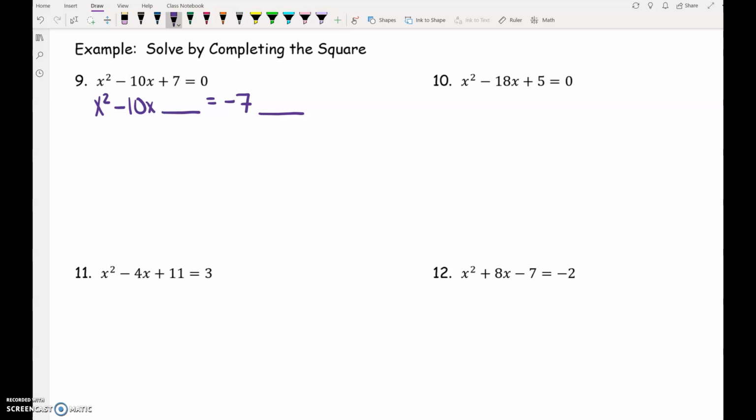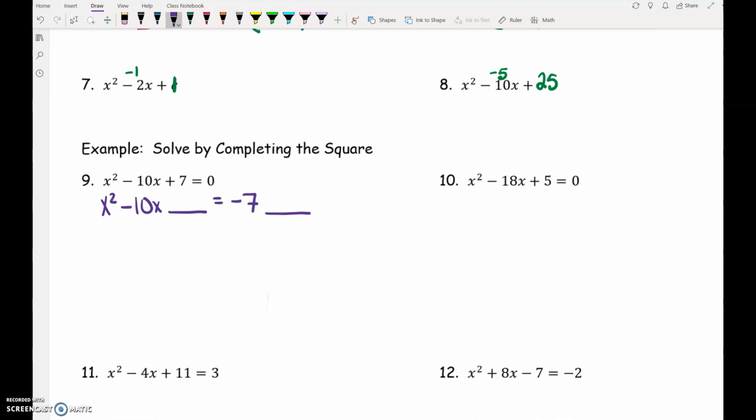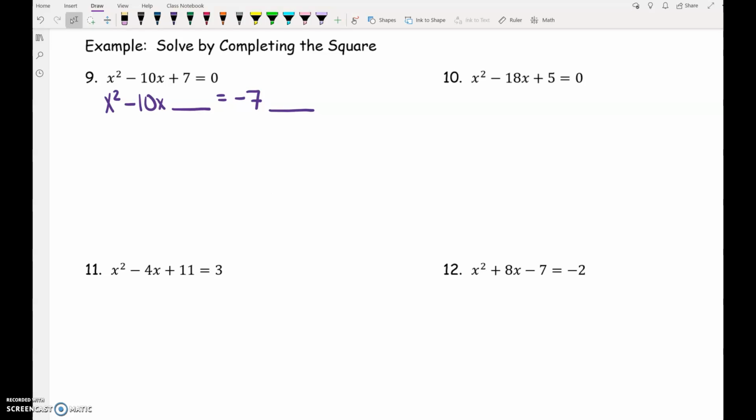We're leaving the blanks because we're going to be sticking something in those blanks. Okay. Now this is kind of like number 7. We need to know what number we need to stick in here to create a perfect square trinomial that we can factor. So what number times 2 is negative 10?